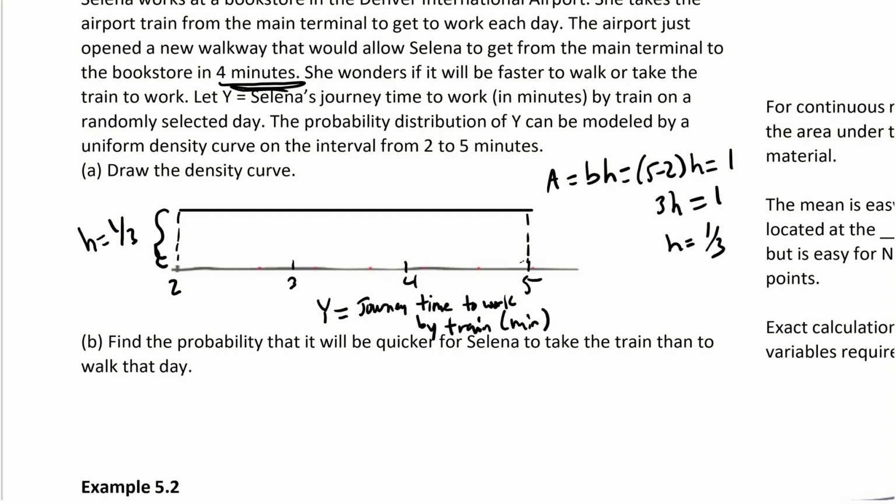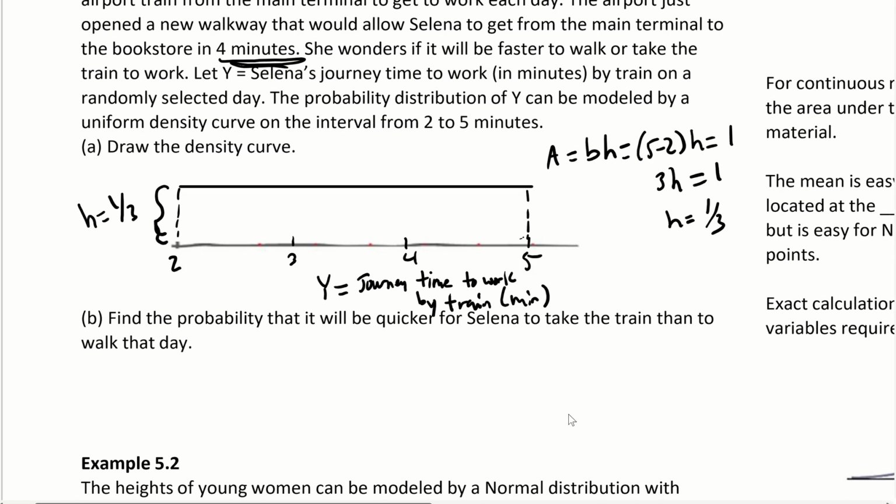So we want to compare the train rides to the 4 minutes that it would take her to walk, right? So find the probability that it'll be quicker to take the train. That means 3 minutes, 2 minutes, anything less than 4, right? So we're looking for the probability that y is less than 4. That's what they're asking for, okay? So the probability that y is less than 4.